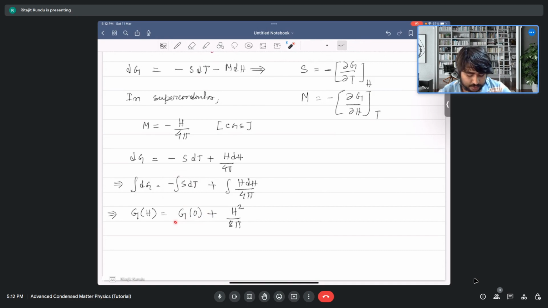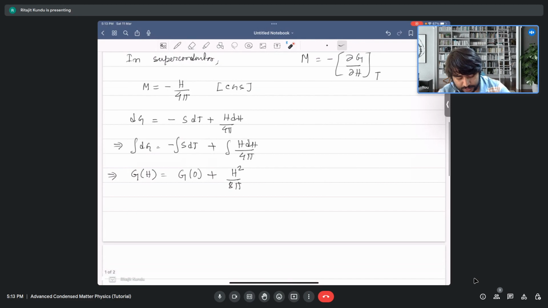Okay, so I am absorbing everything like S dT, and some initial conditions, inside this G naught, right? So this is basically how this G looks like in the presence of a magnetic field H, right? So when you have obtained that, this is something that we are doing for when H is less than Hc.